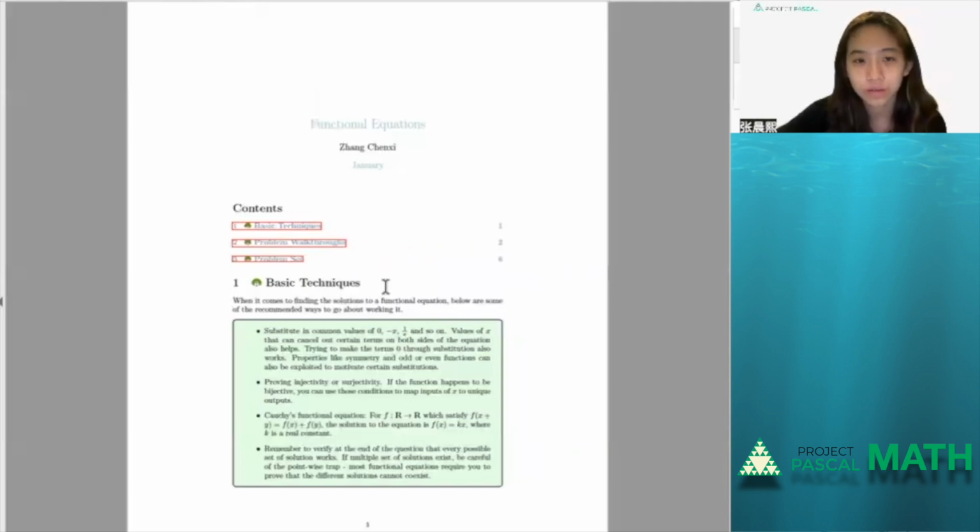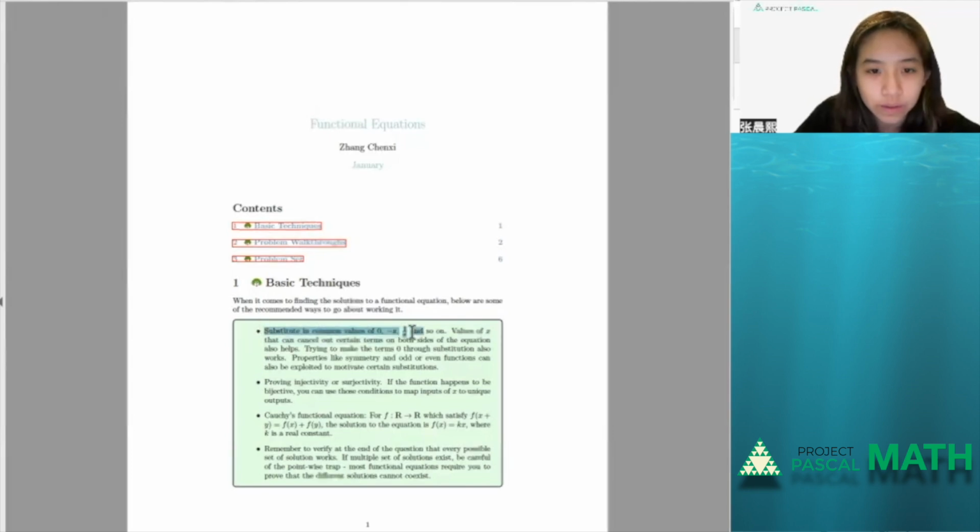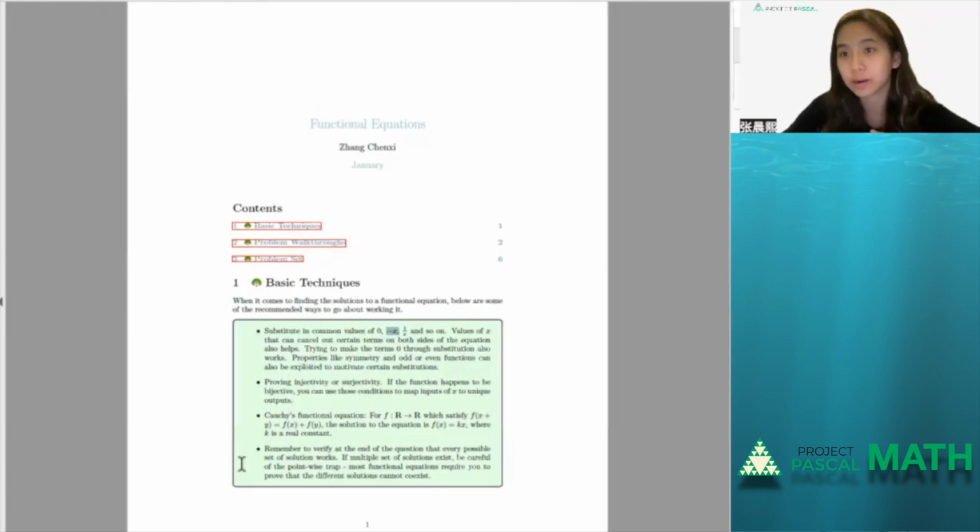So, functional equations, some of the basic techniques is first, of course, to substitute in the common values, so that they can cancel out certain terms on both sides of the equations. It also helps, if you see some symmetry, to exploit negative x to check whether the function is even or odd, or 1 over x when you see the function looks like it can be cancelled out when you sub in 1 over x.